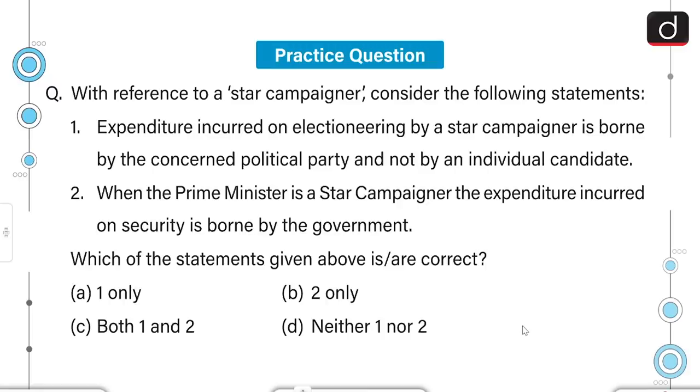Now let's move on to the practice question for the next segment. With reference to a star campaigner, consider the following statements. Expenditure incurred on the electioneering by a star campaigner is borne by the concerned political party and not by an individual candidate. When the Prime Minister is a star campaigner, the expenditure incurred on security is borne by the government. So we have to select the correct statement.